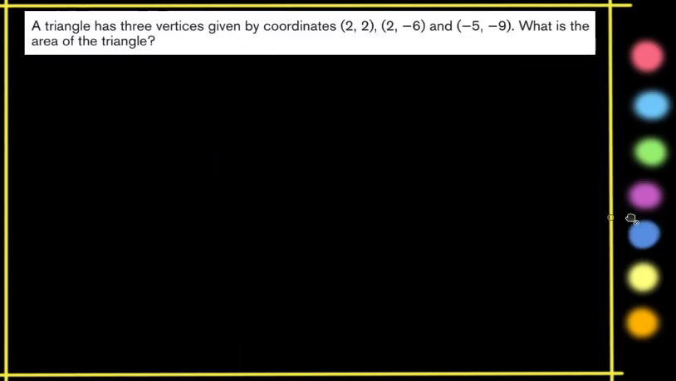This one says, a triangle has 3 vertices given by coordinates (2, 2), (2, negative 6), and (negative 5, negative 9). Okay, so this point is (2, 2) on our coordinate axis. The other one is (2, negative 6), which will be the same x coordinate, but down below. And then we have (negative 5, negative 9). That's going to be somewhere way down here. I guess I should have left myself more room down here, but let's just put it here.